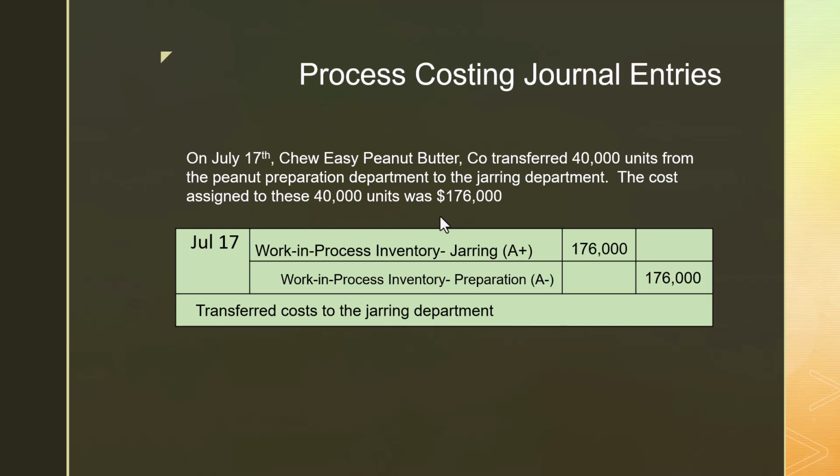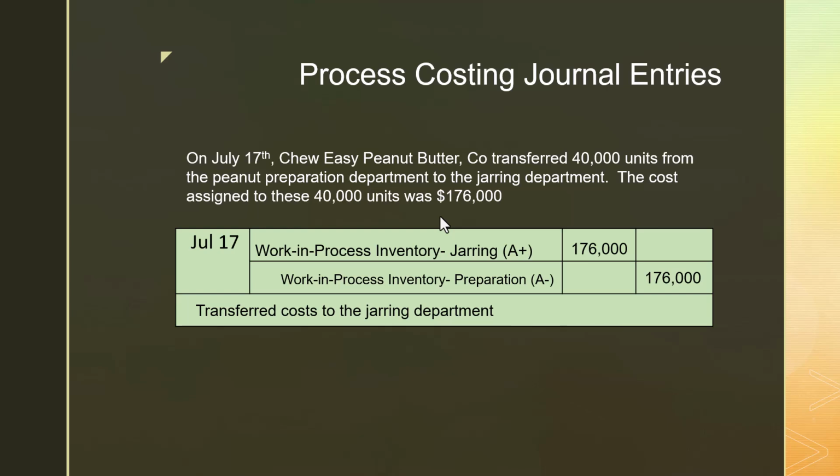And this entry records the $176,000 worth of cost that we transferred from the peanut preparation department to the jarring department during the period. And this would reduce the amount of WIP that we have on the books related to peanut preparation to what actually ended up in that department at the end of the period. And now we got a bunch of WIP costs in the jarring department.